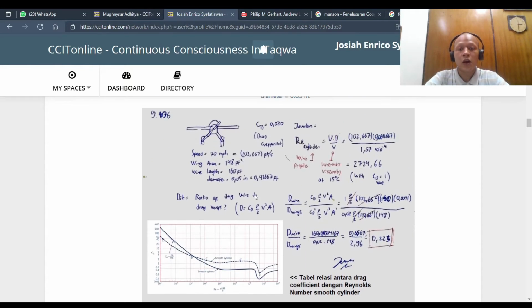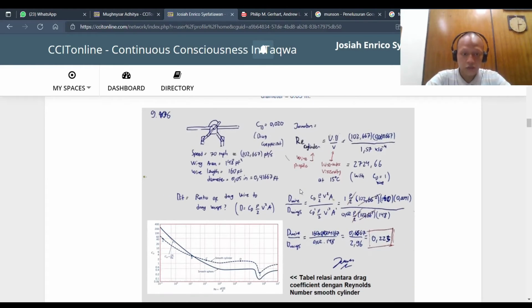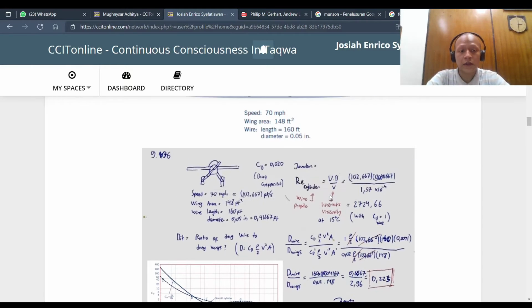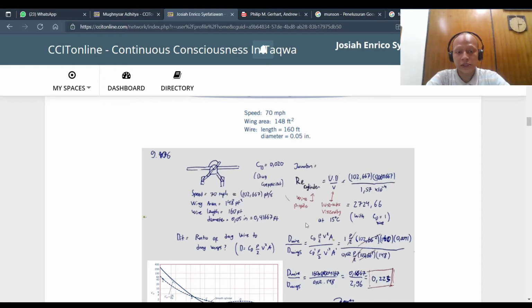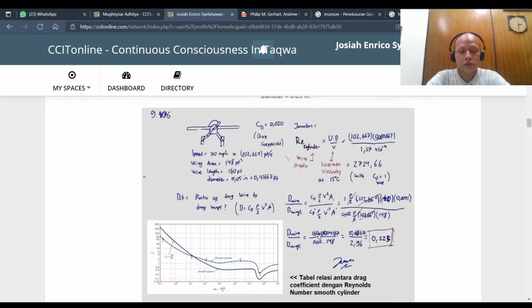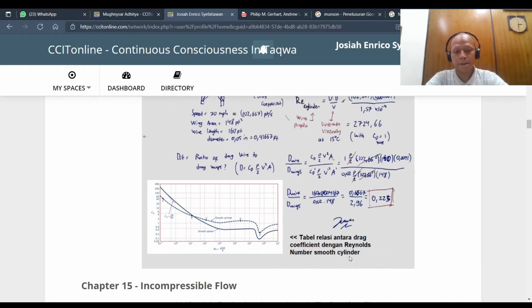To answer this, we need to find the drag coefficient first. We're going to use a relation table between Reynolds number and drag coefficient. Using this information, we find out that the drag coefficient of wire is equal to 1. And then we put all the information in the ratio of drag of wire per drag of wings. As you can see, we cancel out some variables. And finally, we got the ratio equals 0.225. So that is how it works. Let's move to the next one.